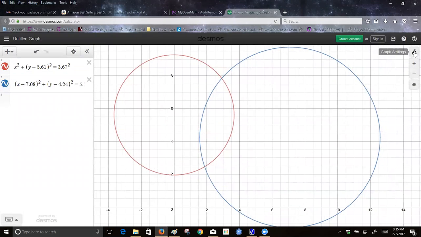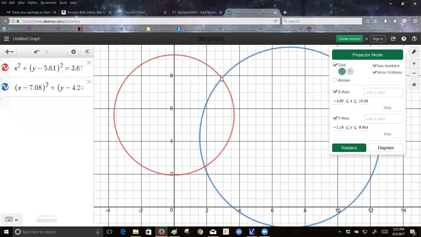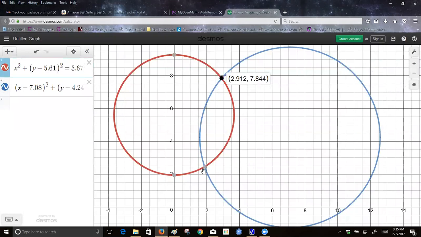Let me go to projector mode so you can see this a little better. These are the 2 points of intersection. Remember how the higher one was the one we want? So they're looking for the height of that point. So we're going to go with a y value. That's how far it is above the x-axis, 7.8442. Hopefully this helps you solve this equation.